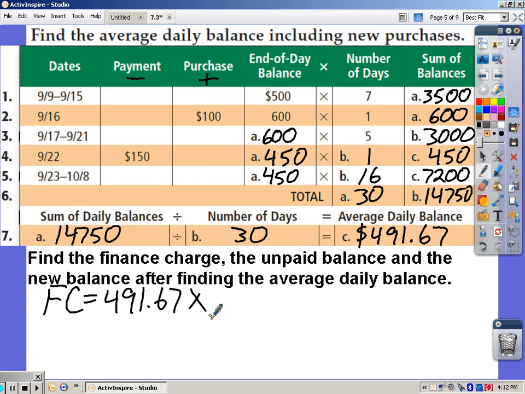Okay? I already told you these were questions 8 through 10. Okay, so this is actually number 8 that we're working right now. If you look at question 8 in the book, it tells you your interest rate is 1.5%. So take 491.67 times 0.015. You should come up with a finance charge of $7.38.